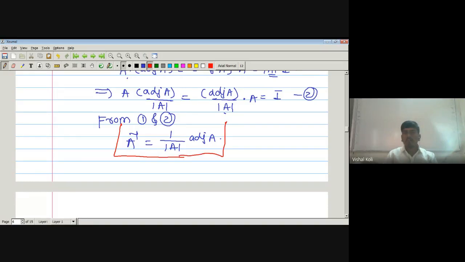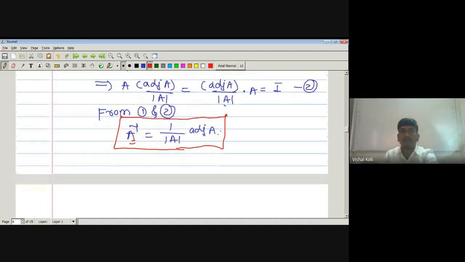So this will be the formula to find the inverse of any matrix. That is, if we are given one square matrix A of order n, then its inverse is nothing but 1 upon determinant of A. We just have to find the determinant value of A and multiply by its adjoint, and we know how to find the adjoint of a matrix.